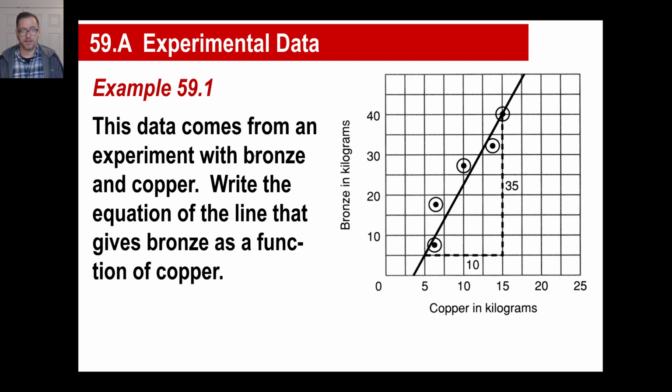This data comes from an experiment with bronze and copper. Write the equation of the line that gives bronze as a function of copper. Don't worry about it. Oh, the functions in bronze and copper, and oh, how much is the weight of bronze? We don't care. All we're doing is writing an approximate equation. If you look at those dots, this is what the experimenters got when they did these experiments with copper and bronze. We don't know what it was. Who knows?